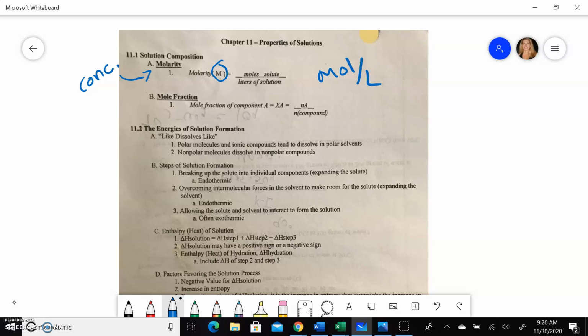So just make sure that you have your units correct before you calculate it. So for example, if they give you the grams of the solute, you just need to turn it into moles first. Same thing with the volume. If they give you milliliters, just make sure you put it into liters.